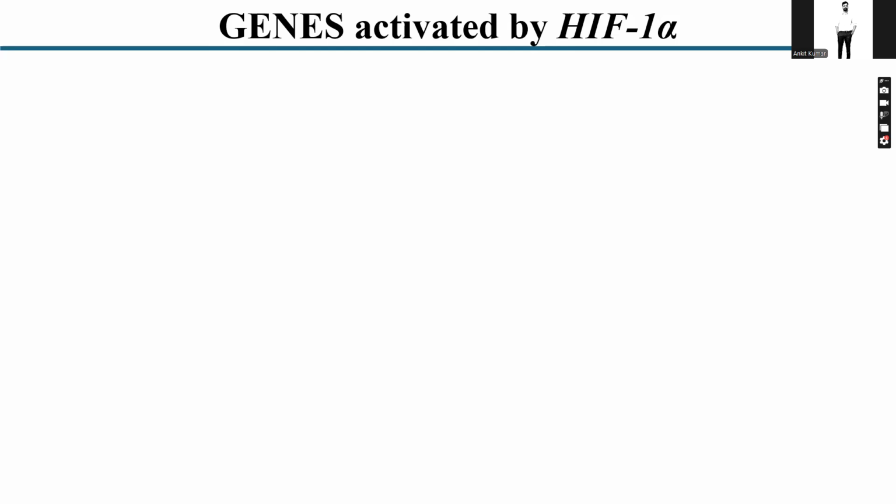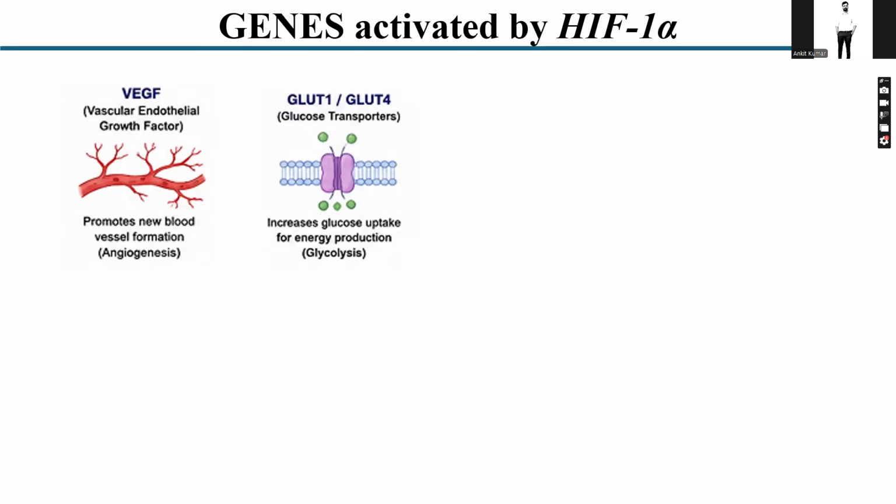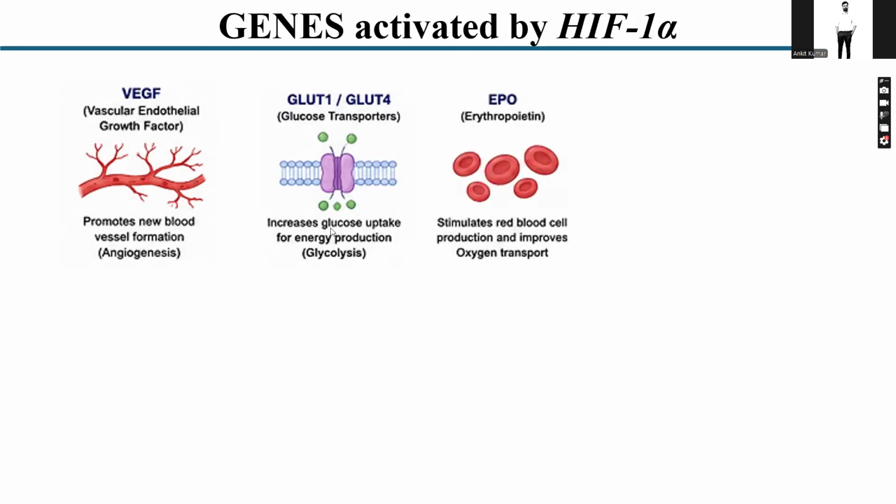So once it is activated, HIF-1 alpha regulates hundreds of genes, and some of the most important genes include VEGF, vascular endothelial growth factor, which promotes the formation of new blood vessels to improve oxygen delivery. So since cells have various feedback mechanisms, based on that, it will perform this kind of action. Then it also activates GLUT1 and GLUT4, which increase glucose uptake so that the cells can produce enough energy through glycolysis.